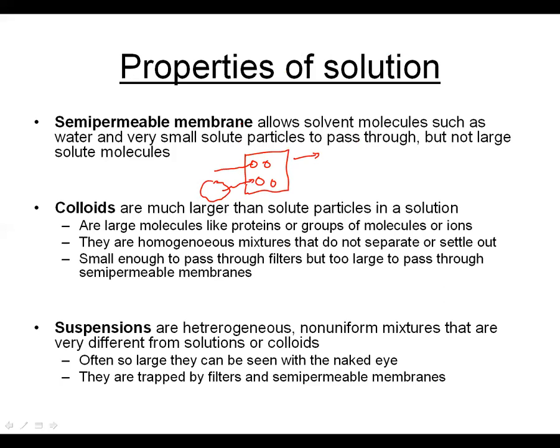Now we also have suspensions. Suspensions are heterogeneous mixtures, and that basically means that you see different phases or different parts to it. These are so large that you can see them with your naked eye, and they pretty much get trapped by filters. They get trapped by membranes. They pretty much aren't going anywhere. They're just too big and you can kind of see them.